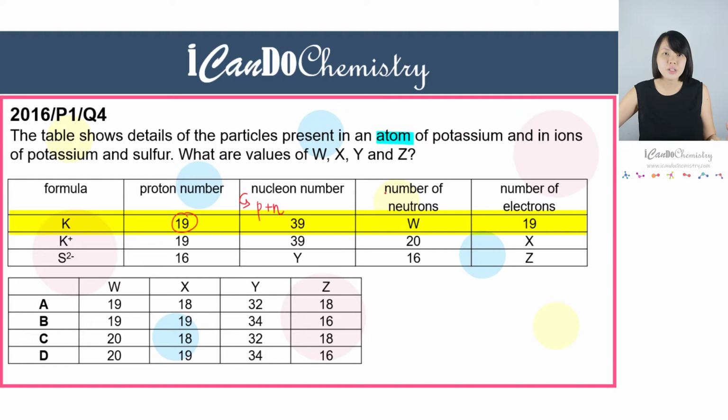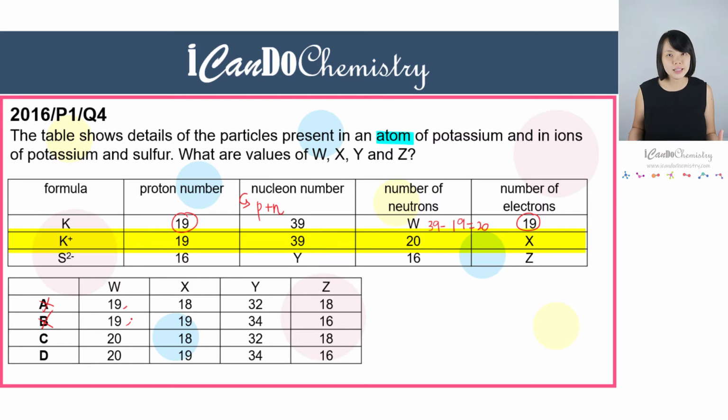Now again, the mass of the atom is contributed by the proton and neutron. The mass of electron is so small, it is negligible in an atom, so we do not consider that. If the number of protons is 19, then the number of neutrons will be 39 minus 19, which is 20. The number of electrons is 19 here because an atom is electrically neutral. The number of protons and number of electrons must be the same. So now we are confident that W must be 20, so option A and option B must be incorrect because here W is 19.